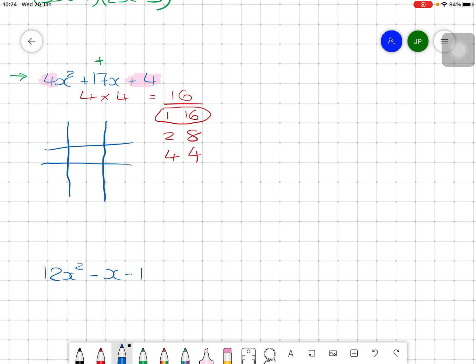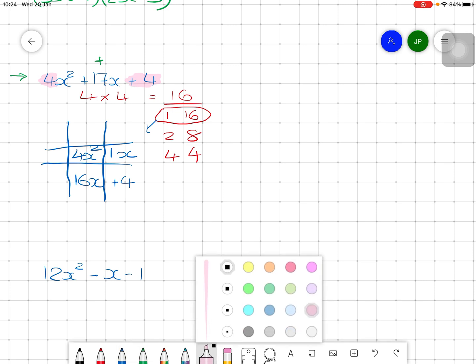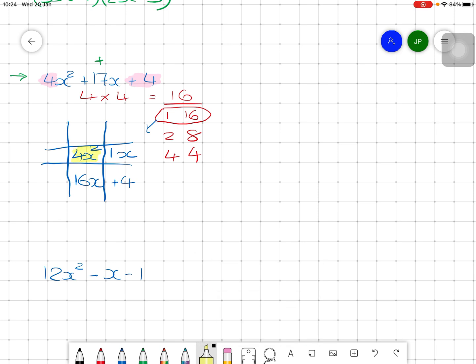So I can put my 4x squared in. I can put my plus 4 in. I can put in my 1 and my 16 with my x's, and I work my way round. So to get to 4x squared, I need to think again what I can multiply to get there. So I could do x times 4x. I could do 2x times 2x. So we need to look at what we could use.